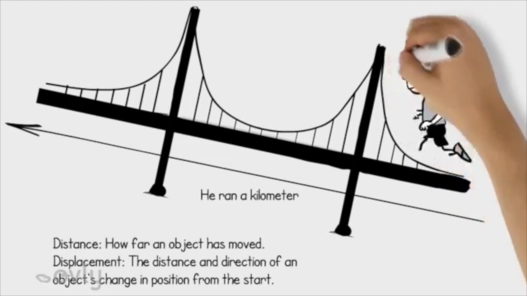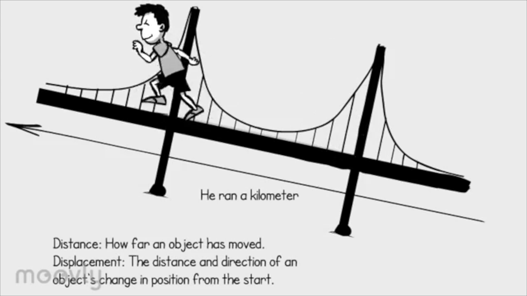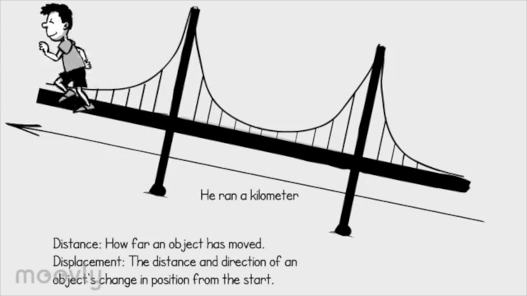Distance is how far an object has moved. Displacement is the distance and direction of an object's change in position from the start. Albert loves to run. Today he's running across the bridge. The total distance of his run is 1 kilometer.